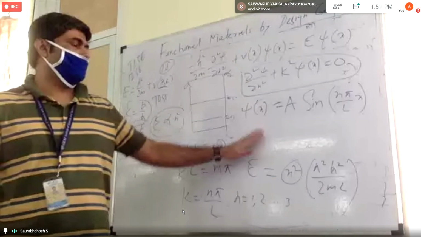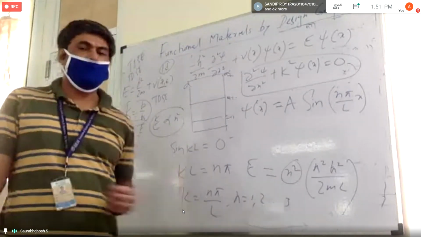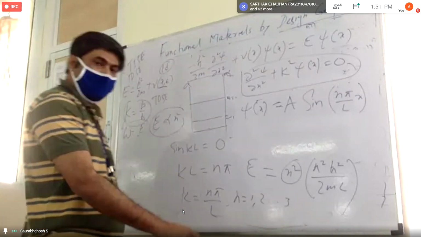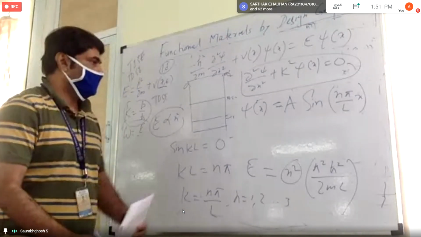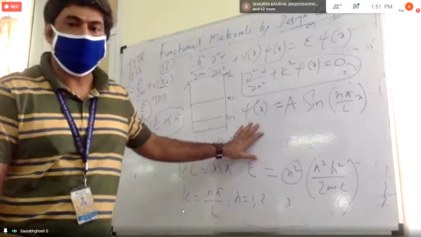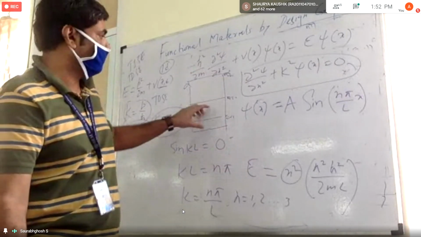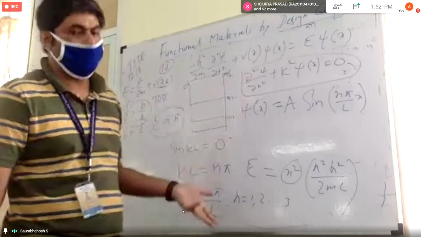Okay, this is your solution. Now, how to find out A? You can do it by yourself. It's an exercise you can take. This psi is the wave function of the Schrödinger equation when you are solving for a particle in a box. For a free particle, your potential is 0.